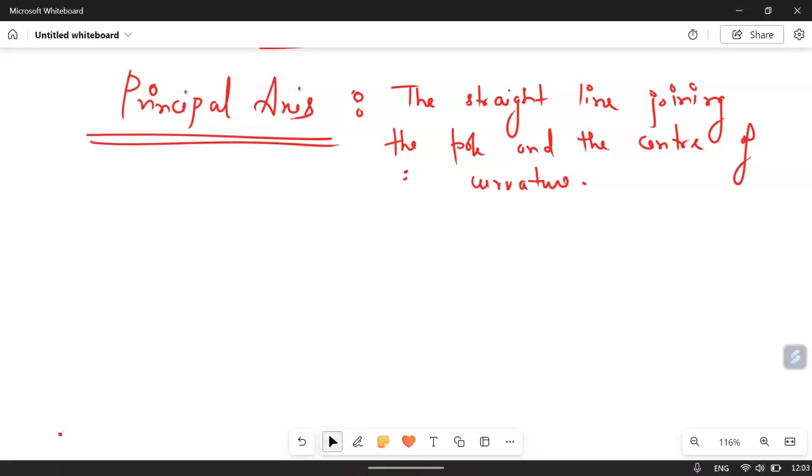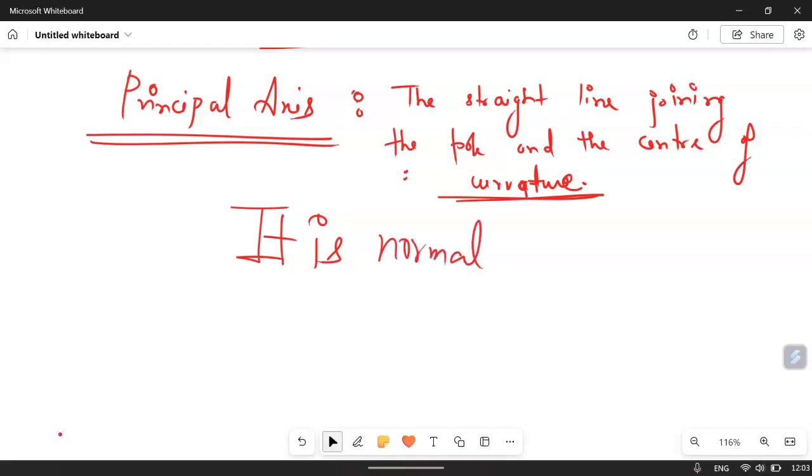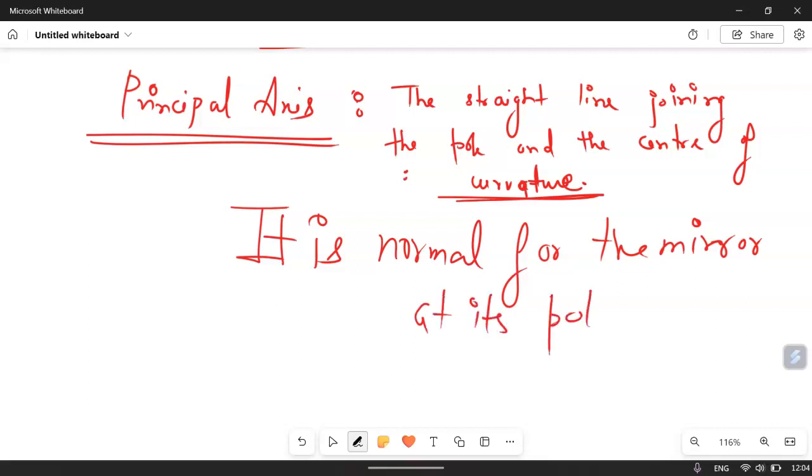Curvature. Now the most important point about curvature, center of curvature: the curve part is called curvature. The most important point is that the principal axis is normal, meaning perpendicular, to the mirror at its pole. It is always normal to the mirror at its pole, when it meets the pole.